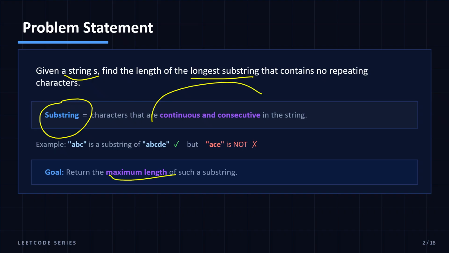First of all, our substring has to be continuous and consecutive. For example, if there is this string ABCDE, ABC is a substring, but ACE or ACB or ABD, these are not substrings. Okay? And our goal, again very important, is to return the maximum length, not the substring, maximum length of the substring.